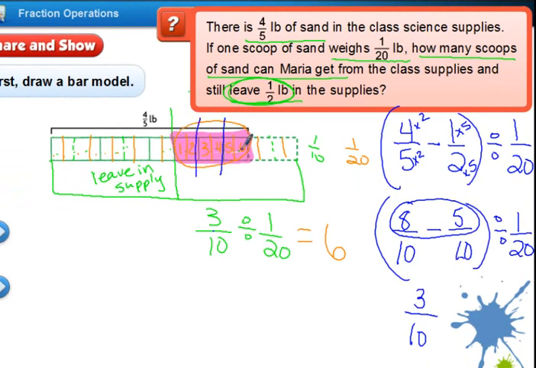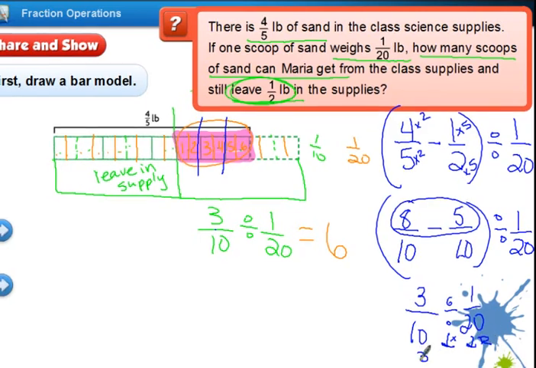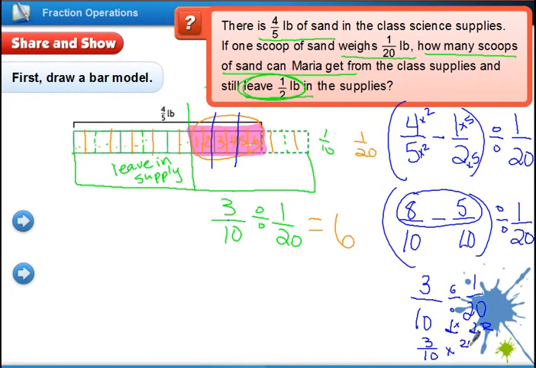1/10, 2/10, 3/10. And we're going to divide that into 1/20th. It's already in division form, so we'll change that to multiplication, and we'll take the reciprocal of 1/20th. So we have 3/10 times 20 over 1. We know that our 20 and our 10 share a common factor of 10. The greatest common factor is 10. They actually share the factors of 1, 2, 5, and 10. So 10 divided by 10 is 1, and 20 divided by 10 is 2.